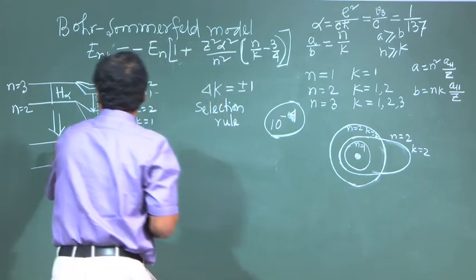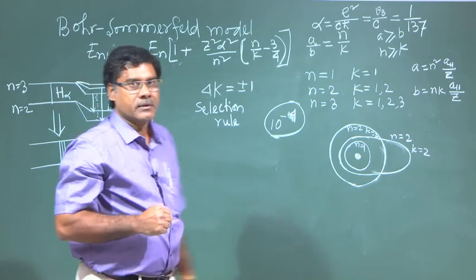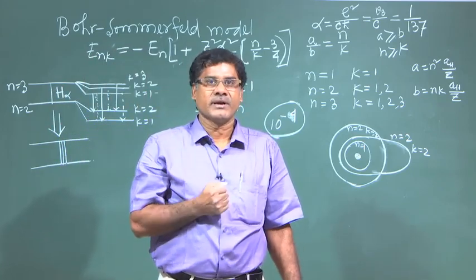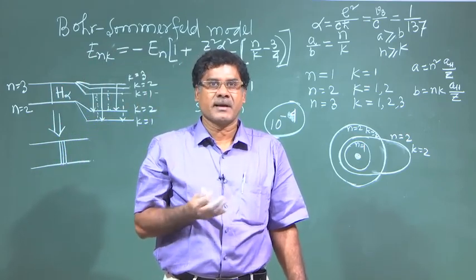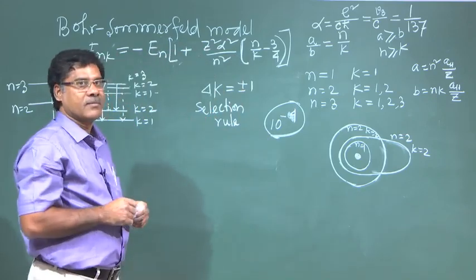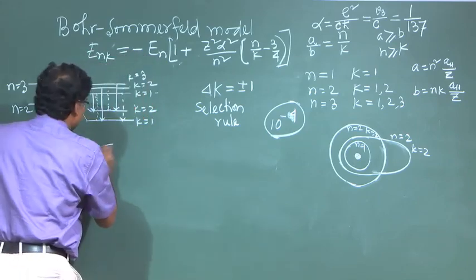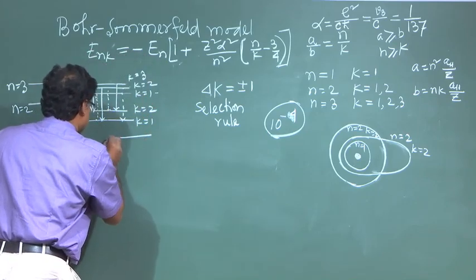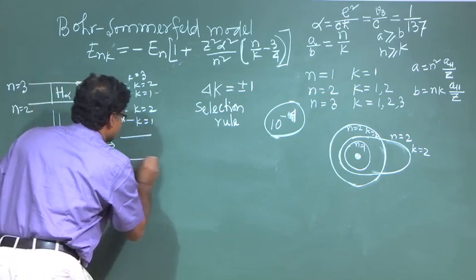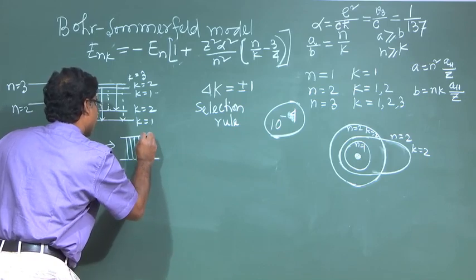The difference is very small. So now it should split into 3 lines, but experimentally, as I told, no, it is not 3. This H alpha line is composed of 5 lines. 1, 2, 3, 4, 5 lines.